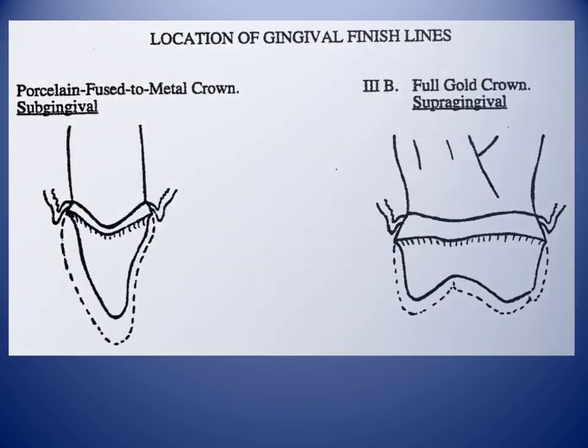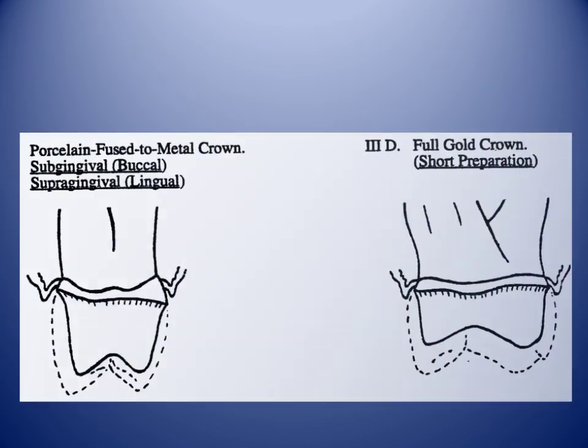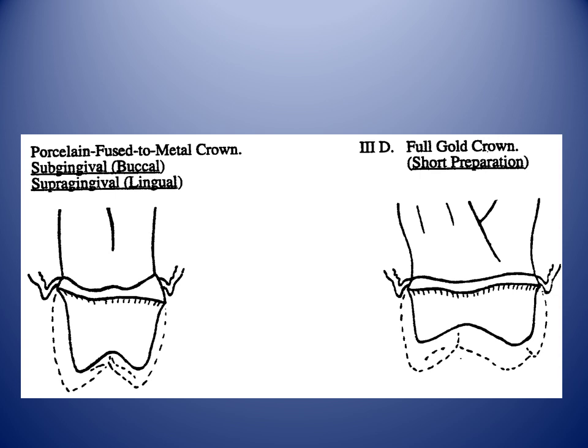In the anterior region of the mouth, the labial or buccal gingival finish lines of preparations for porcelain crowns and gold crowns with porcelain should be placed subgingival. Location of these finish lines apical to the crest of the gingiva places the demarcation line between the restoration and the tooth out of sight in the gingival sulcus.